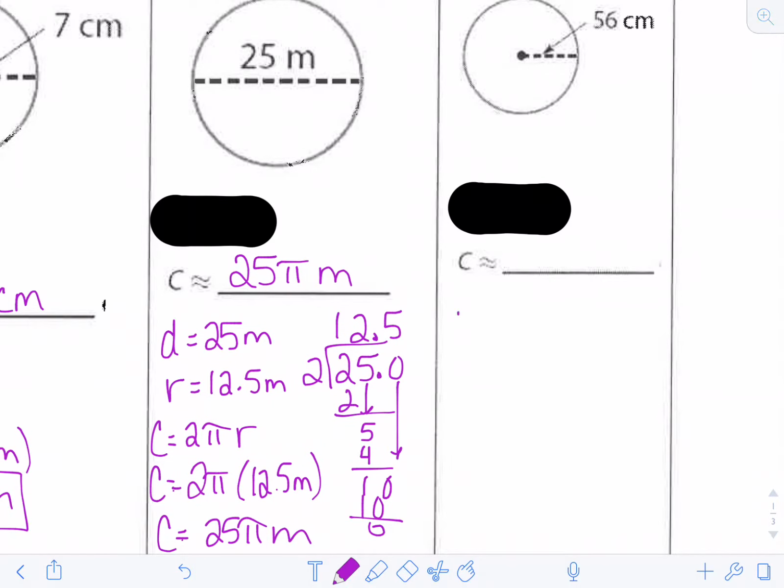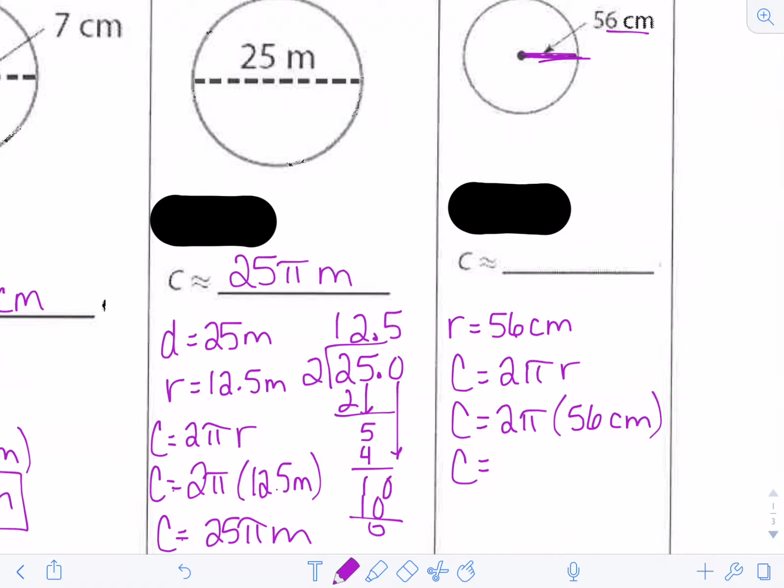Last one on this first row. Before I do circumference, I need my radius. Radius is equal to 56 centimeters. Remember, that's this piece up here. It tells you it's 56 centimeters. Circumference is equal to 2 times pi times r. I know my radius, so I'm plugging in 2 times pi times 56 centimeters.